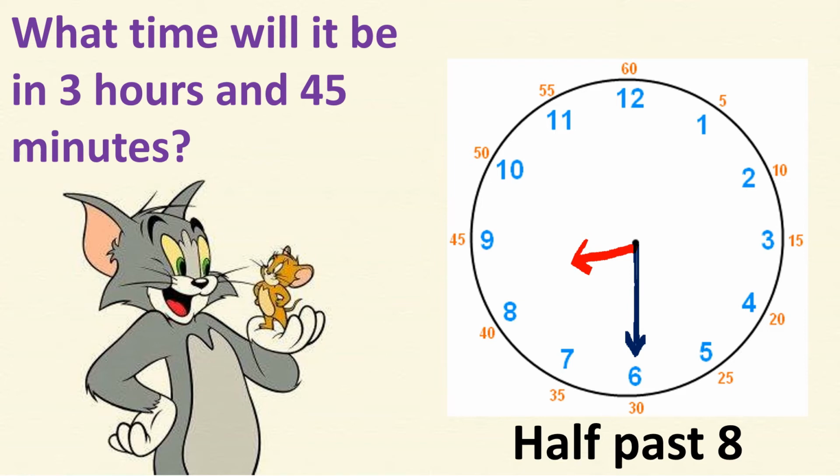As you can see, the minute hand is pointing directly at the 6. The 6 represents 30 minutes. We have to add 30 minutes to that 30 minutes. That gives us 60 minutes. 60 minutes represents the 12, so the minute hand should be pointing directly at the 12.